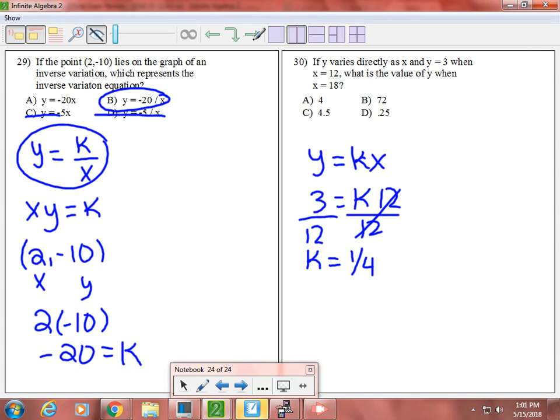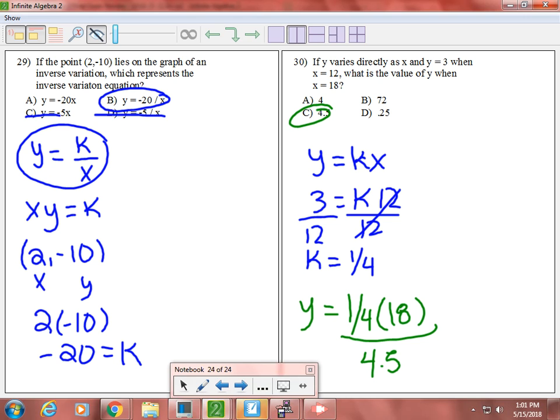Then part 2 of this says, what is the value of y when x is 18? So you're going to take our k value of 1/4 times 18. And when you do this, I would do it in your calculator because it gives you decimal answers. You get 4.5 as your y value, which is letter C.